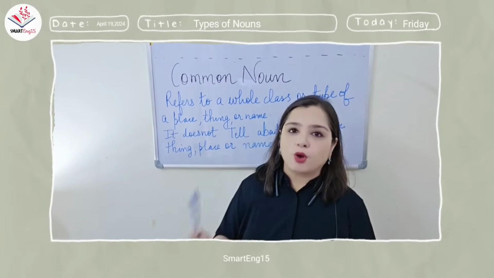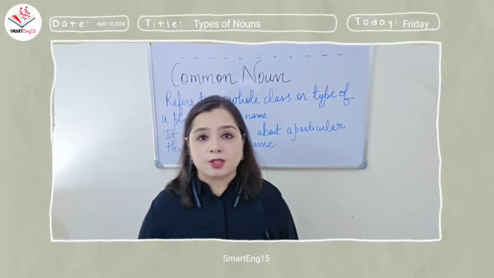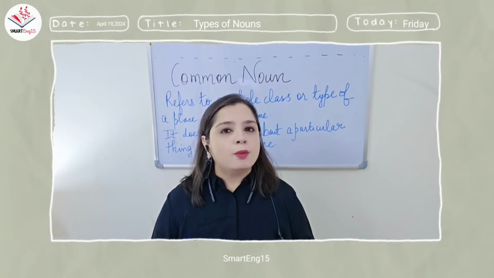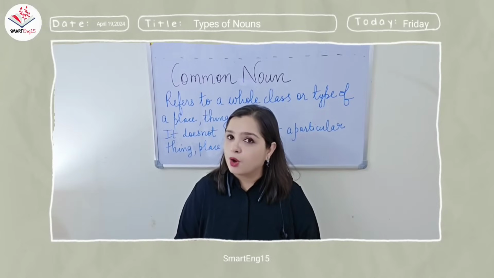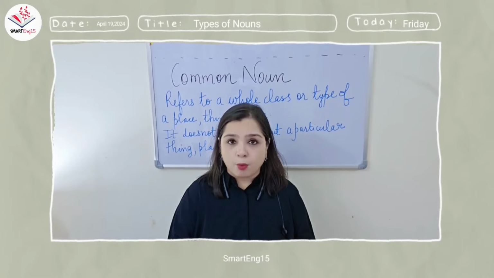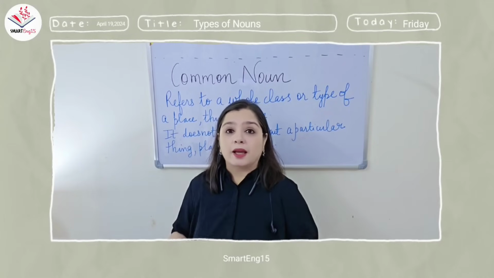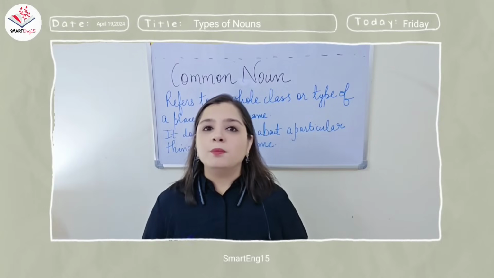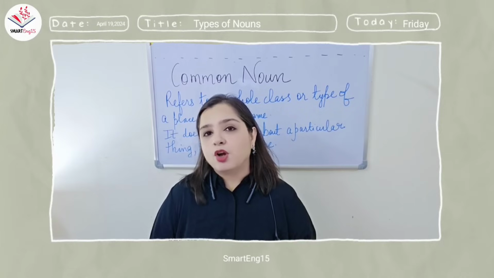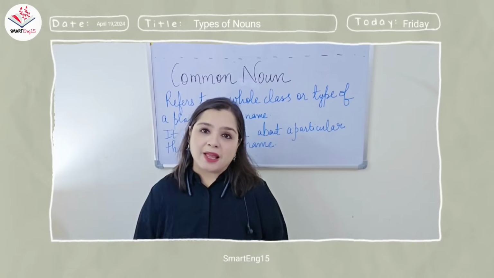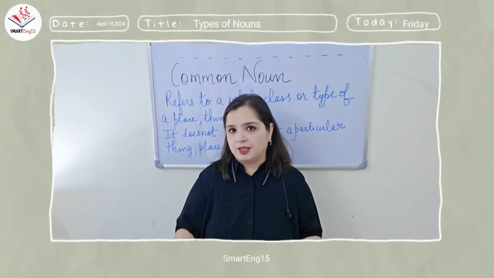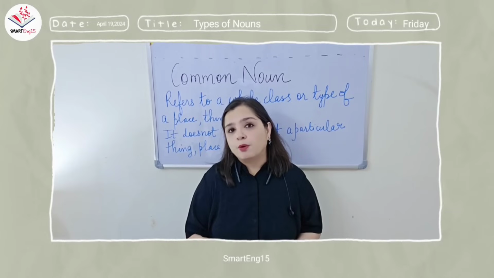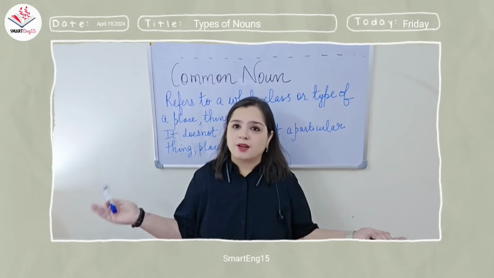So common noun talks about the common things around us, common places around us, common people around us. If I talk about common person, can be boy, can be a girl, can be a doctor, can be a teacher. So these are the common persons around us. If I talk about the common place, that can be a hospital, it can be a park, it can be a school, right? And if we talk about common things, so all the things around us are common.